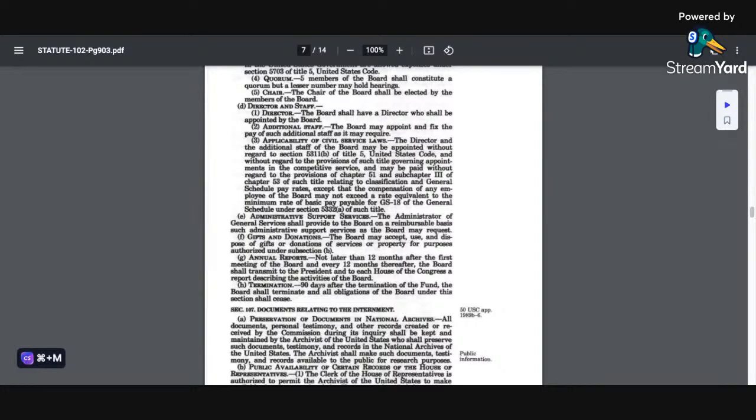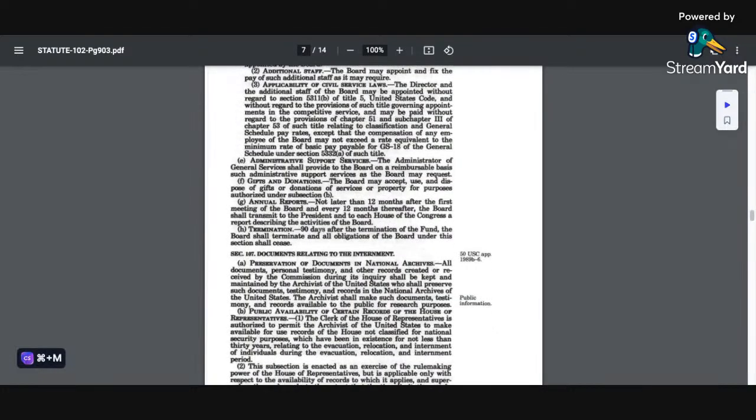The director and the additional staff of the board may be appointed without regard to Section 5311B of Title 5 United States Code, and without regard to the provisions of such title governing appointments in the competitive service, and may be paid without regard to the provisions of Chapter 51 and Subchapter 3 of Chapter 53 of such title relating to classification and general schedule pay rates, except that the compensation of any employee of the board may not exceed a rate equivalent to the minimum rate of basic pay payable for GS 18 of the general schedule under Section 5332A of such title.